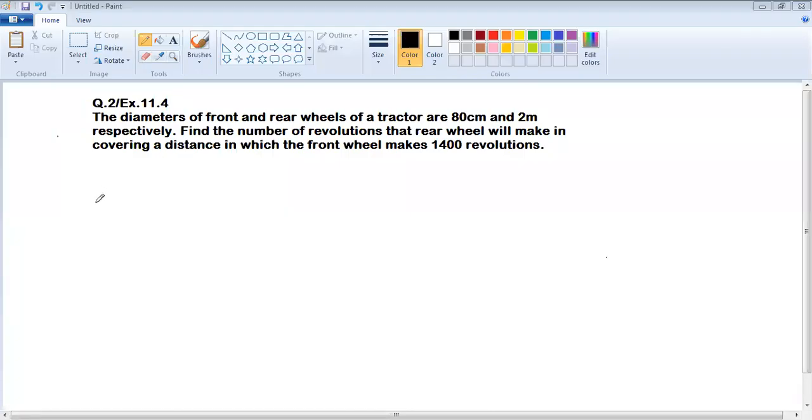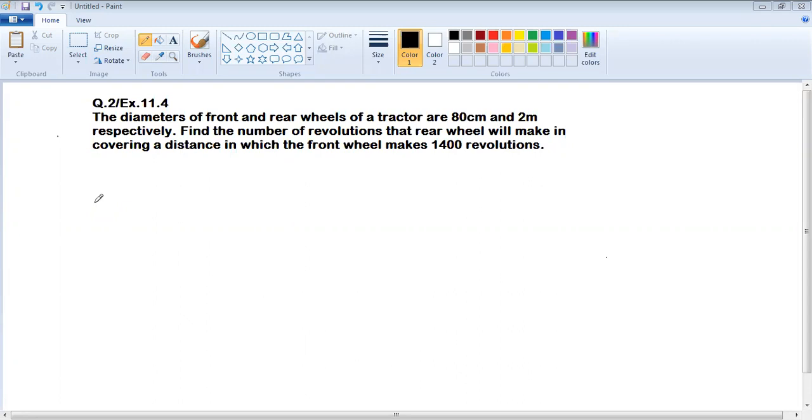Welcome to Math Infinity. This question I have taken from NCERT Exemplar, Class 10 Mathematics. The topic is area related to circles. This is question number 2 from exercise 11.4. Let us understand the question.